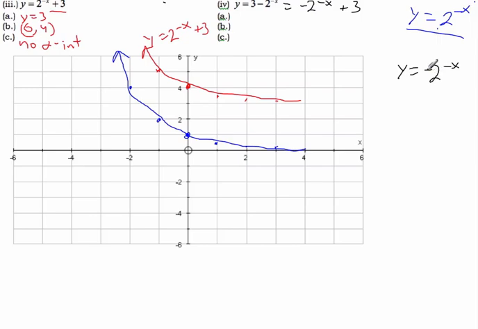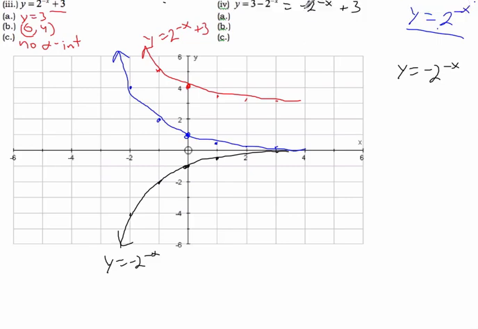All these values will become, all the y values will become negative from the blue one. So that was half, so now it's going to be negative half and so forth. That was the y-intercept 0, 1, so now it's down here at 0, negative 1. All the points are down here. So it's a reflection in the x-axis. There's y equals negative 2 to the power of negative x.